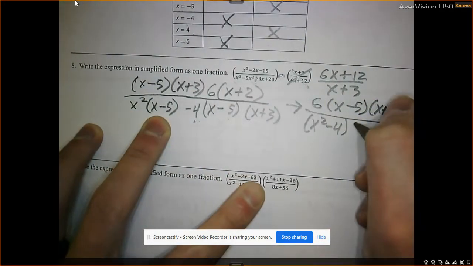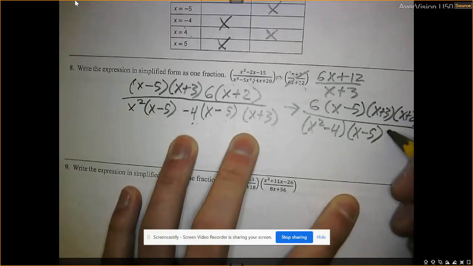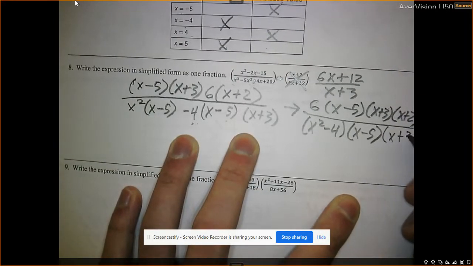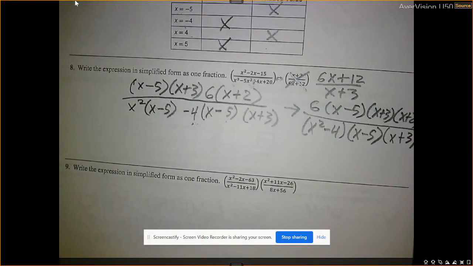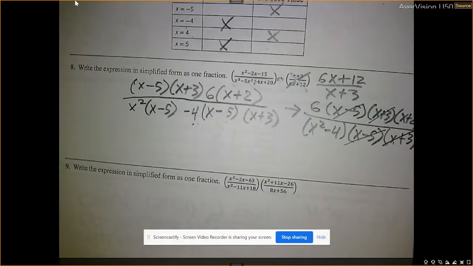Our other pair is the x minus 5. And then we got the x plus 3. Okay, well, from there, we can already see that we're crossing these ones off because we got them on both the top and the bottom.